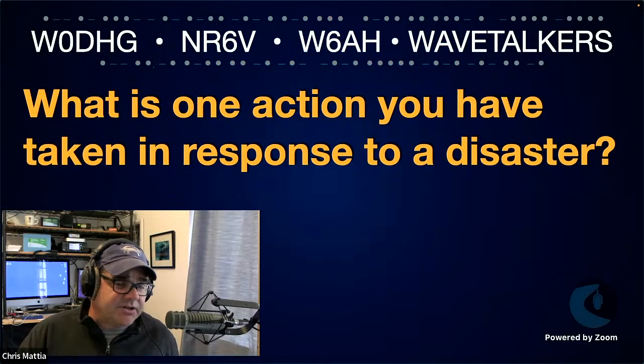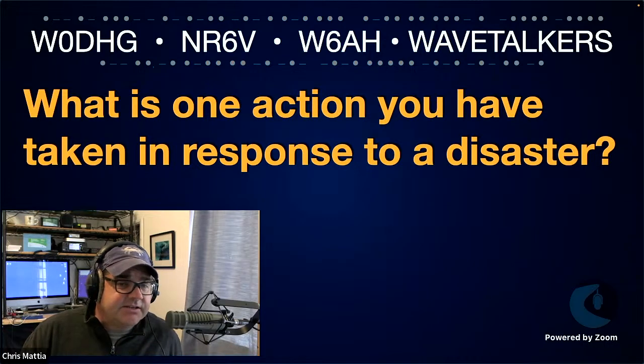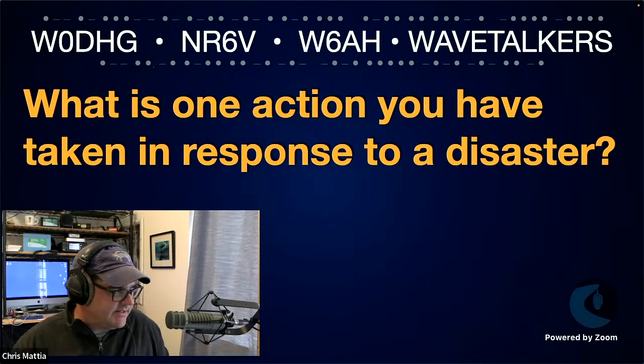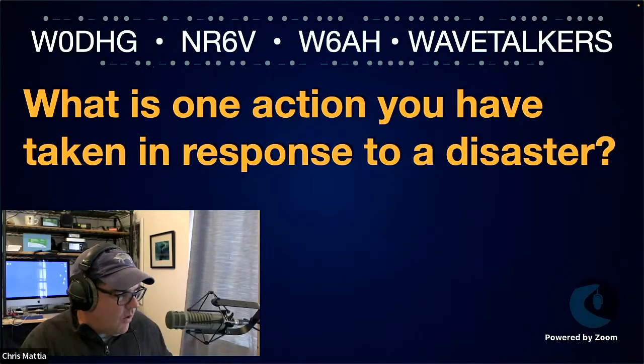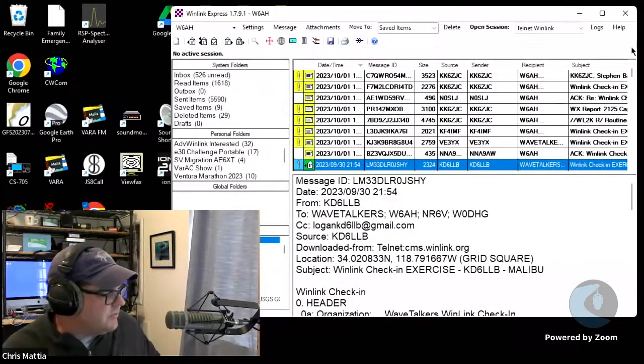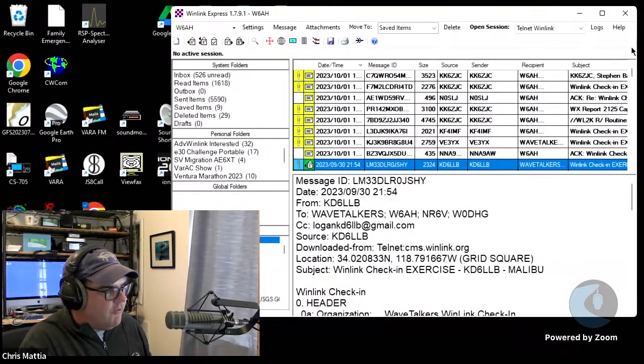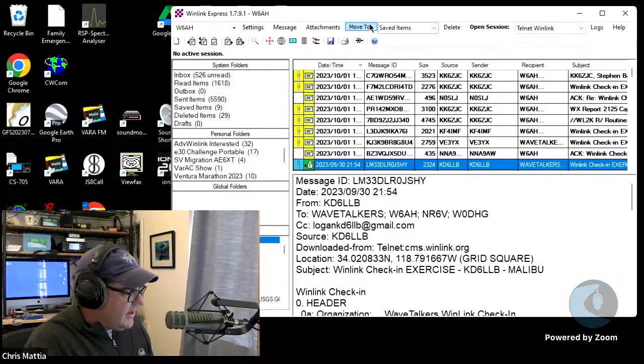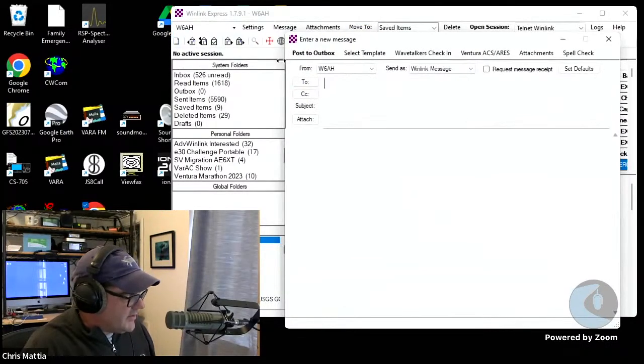In the comment section of that form, let us know what is one action that you have taken in response to a disaster. Let's go and walk through how to send in that check-in together real quick. What you're going to do is open up your copy of Winlink Express, and here in the upper left-hand corner, click on the new message button. That's going to spring open the new message window. It's going to look pretty much like any other email you've ever sent before.